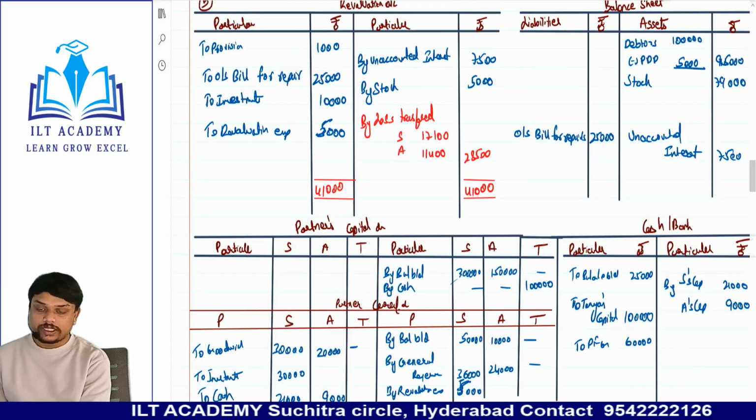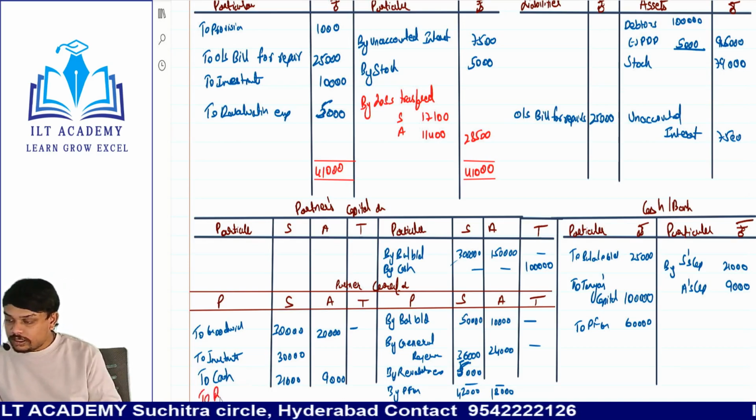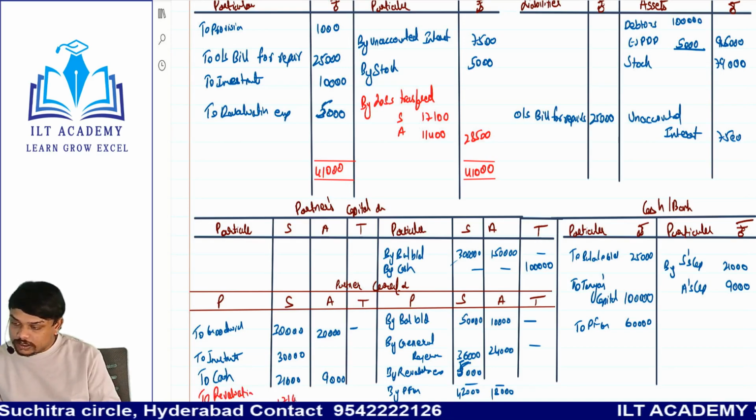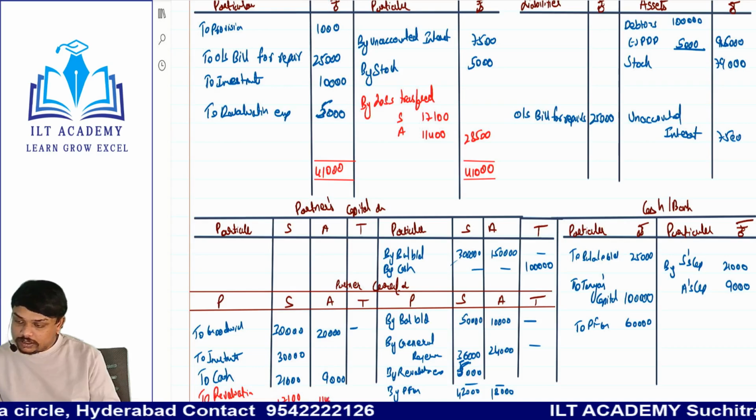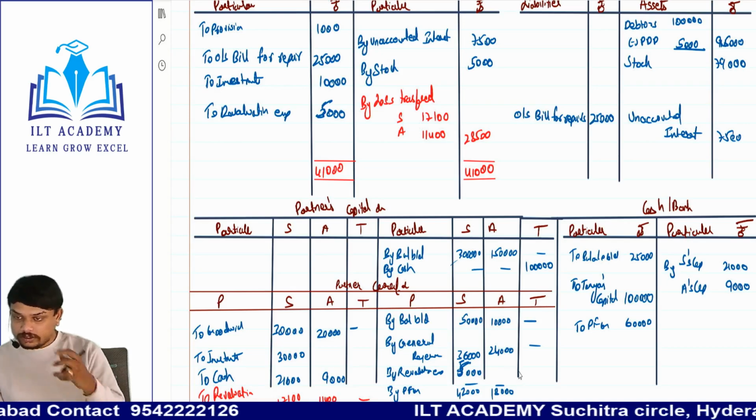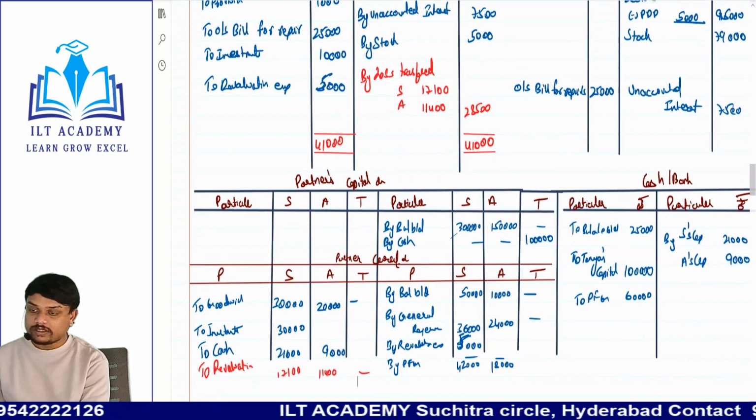Capital account, you don't touch it. Revaluation account, 17,100 and 11,400. Got it? Any doubts? No, right? Now let us balance the remaining account.